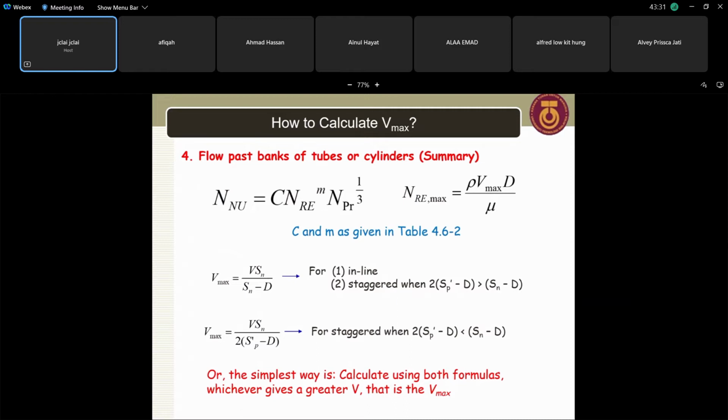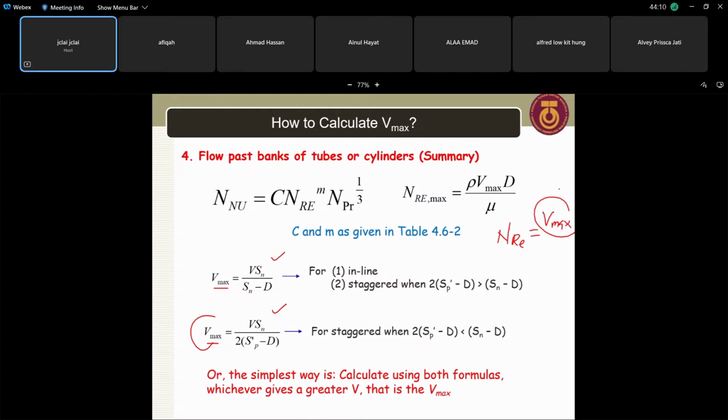You only need to calculate this. Okay, you use both. You calculate Vmax using this formula. You also calculate Vmax using this formula. Okay, then you see which one is higher, right? Then the higher one is the Vmax. To put it simple, because what we want is when we calculate Reynolds number, we want to use the Vmax, V maximum. That is the key, right?